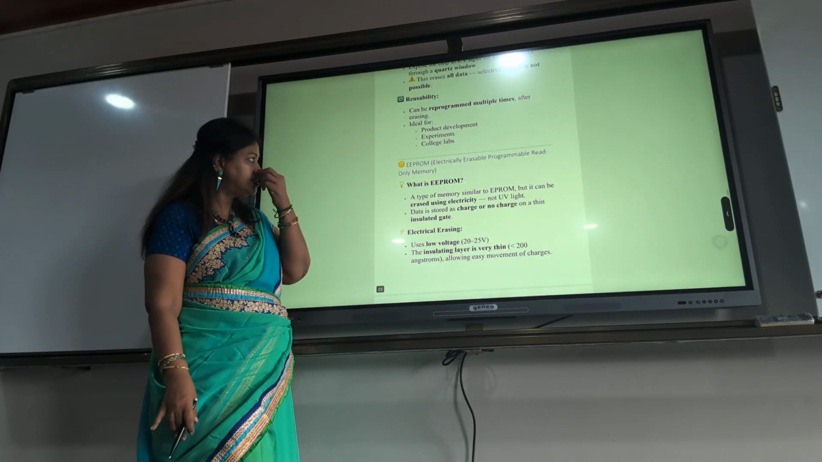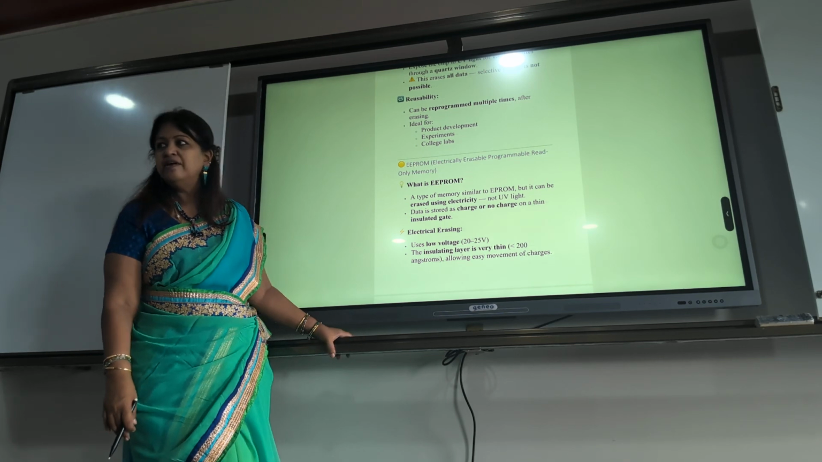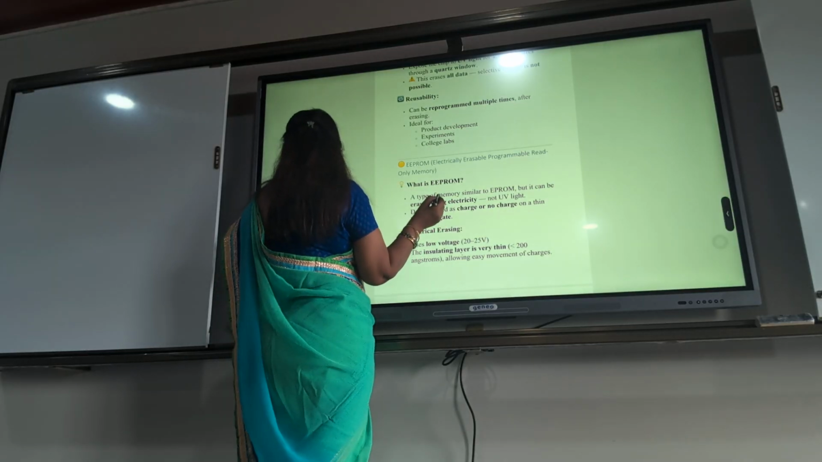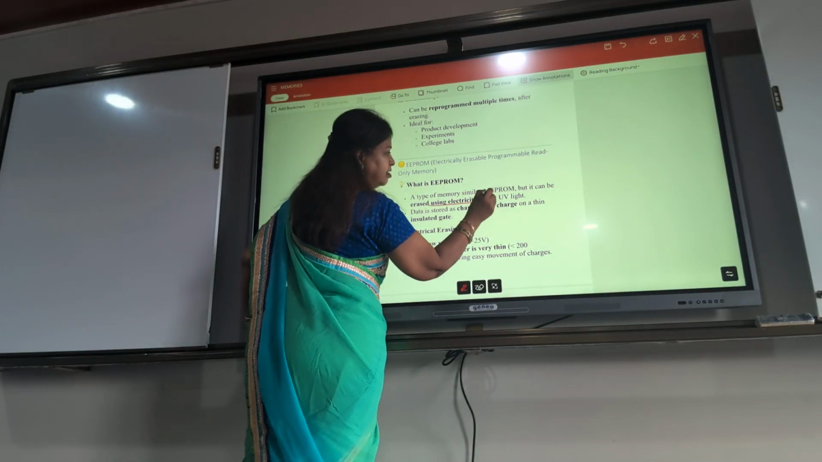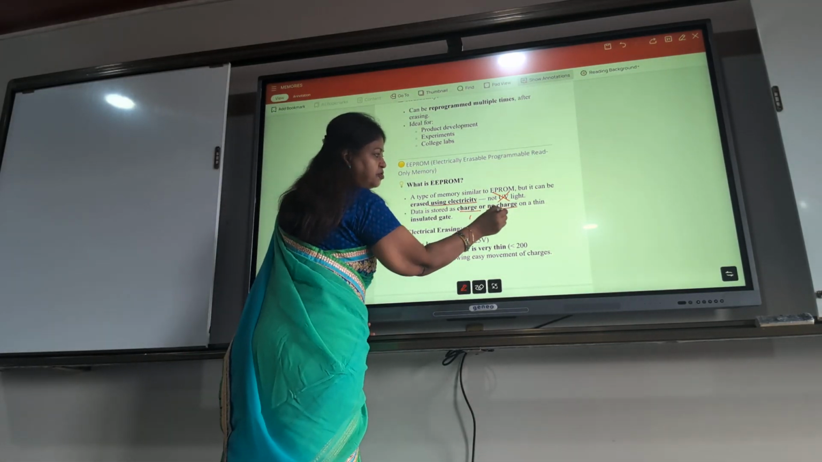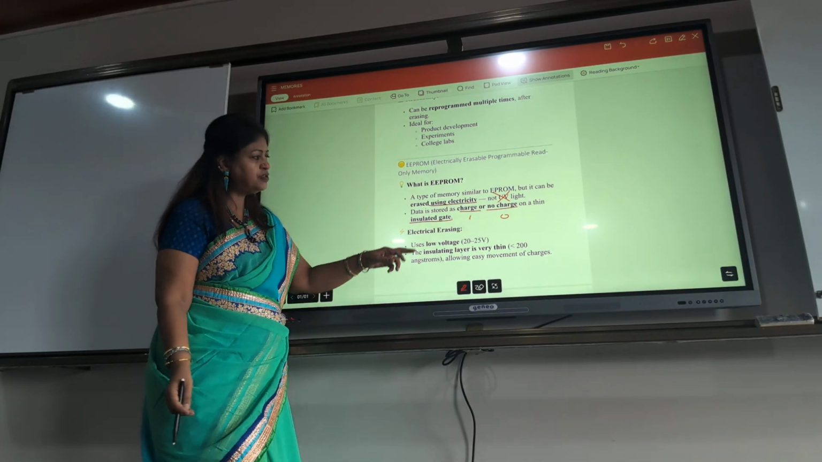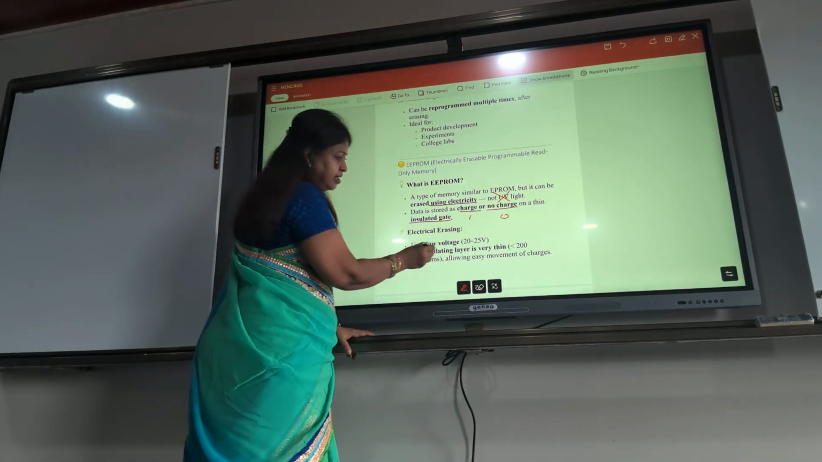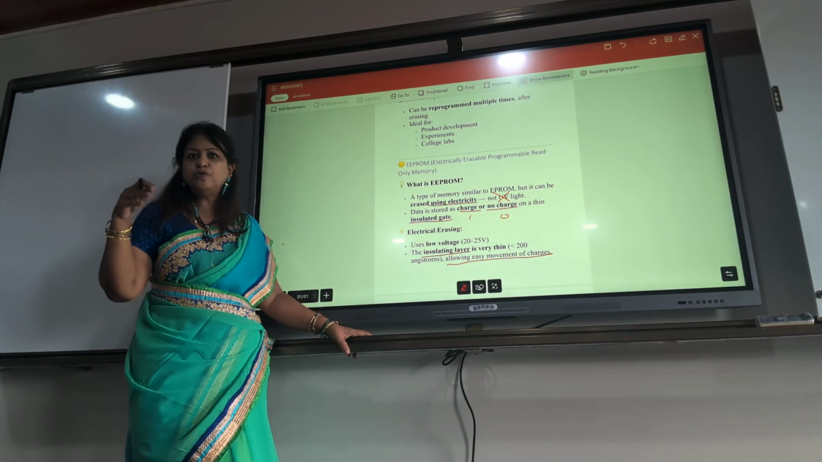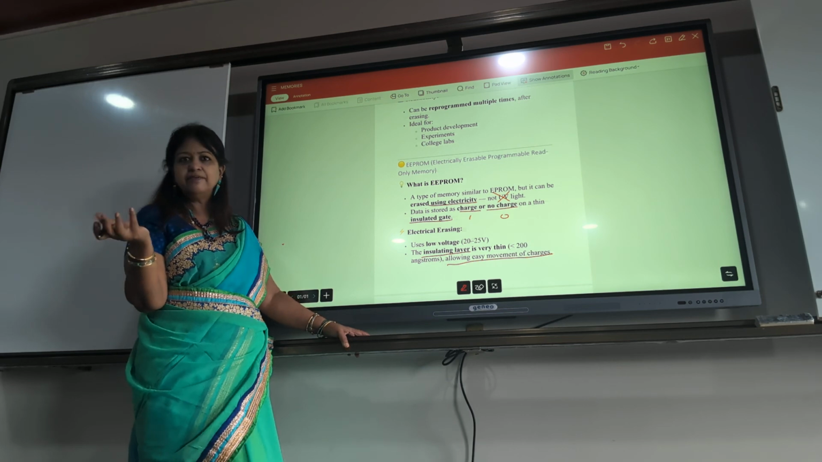Then EEPROM is electrically erasable. In EPROM we use UV light; here we are using electricity to erase the data. It is a type of memory similar to EPROM, but we use electricity and not UV light. Data is stored as charge: charge means 1, no charge means 0, on a thin insulated gate. The electrical erasing uses a low voltage of 20 to 25 volts. The insulating layer is very thin, allowing easy movement of charges. So through electricity we are erasing, and again using a programmer, we are programming. Okay?